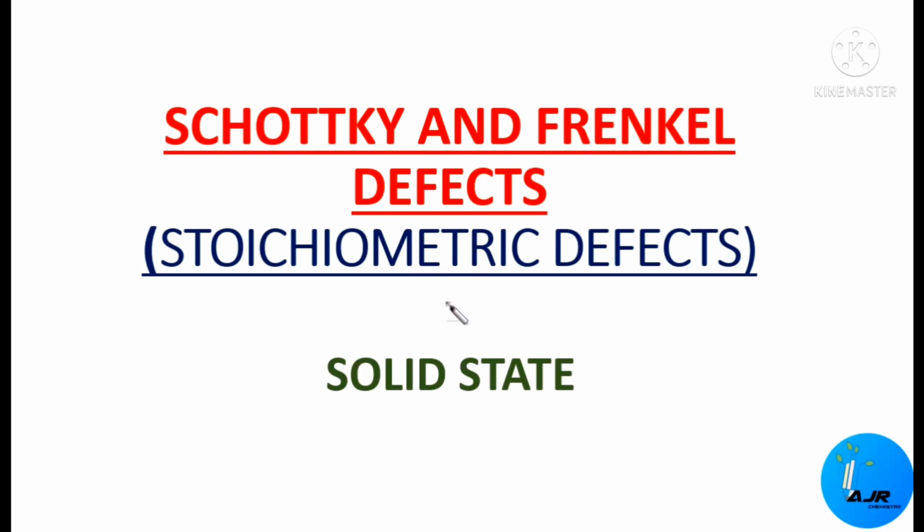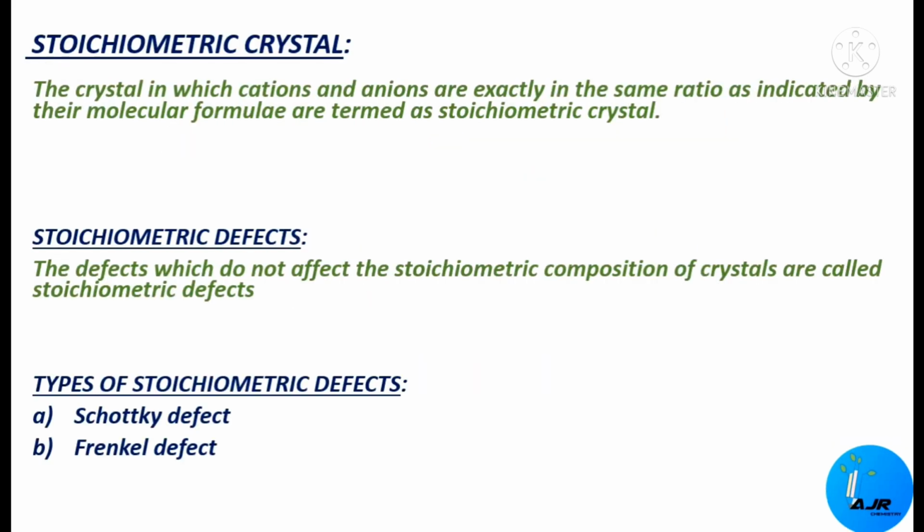Before starting to learn, you should know what a stoichiometric crystal is first, right? So what are stoichiometric crystals? The crystal in which cations and anions are exactly in the same ratio as indicated by their molecular formula is termed a stoichiometric crystal. Always in a crystal there will be cations and anions, but in a stoichiometric crystal, they will be in the same ratio. If that is the case, we call that crystal a stoichiometric crystal.